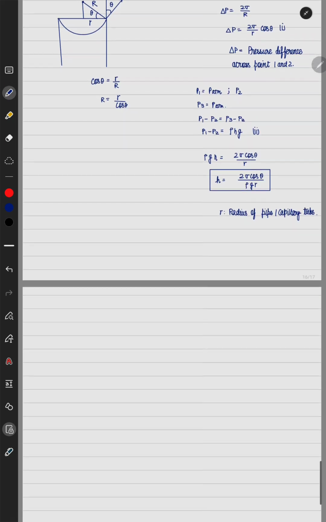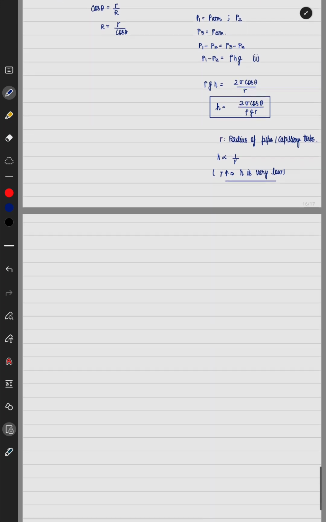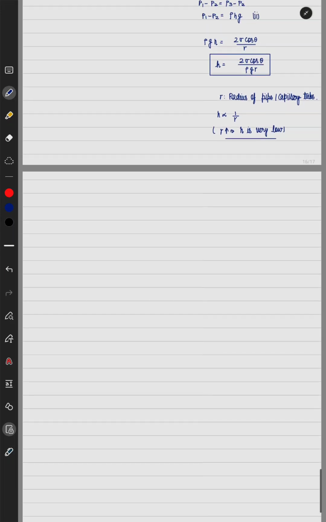One more point you need to take care of here. You can see that height is inversely proportional to r. If r is very high, this implies that h will be very low. So if the pipe radius is very small, the height up to which the liquid column will rise will be more significant. If the radius or diameter of the capillary is very large, the height up to which the liquid rises is very less or less significant.